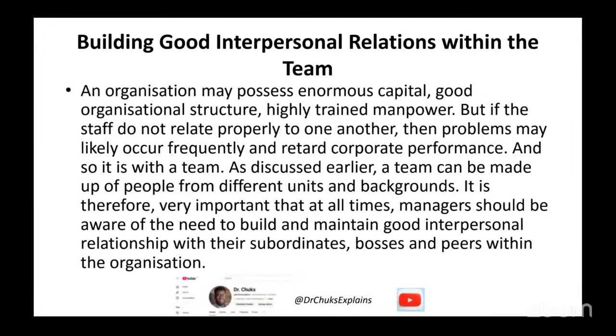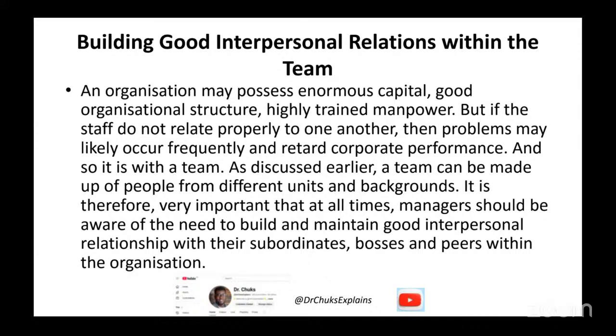Okay, now let's talk about building good interpersonal relations within the team. An organization may possess enormous capacity, good organizational structure, and highly trained manpower could be part of the organizational capacity. Even enormous capital can be part of the organizational capacity. But if the staff do not relate properly to one another, then problems may likely occur frequently and retard the corporate performance of such an organization. And so it is with a team.